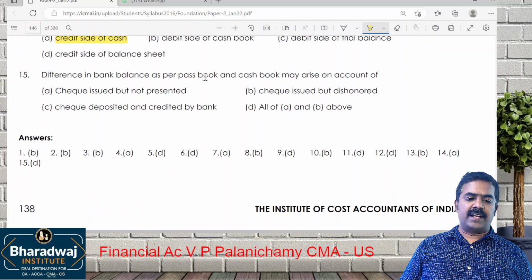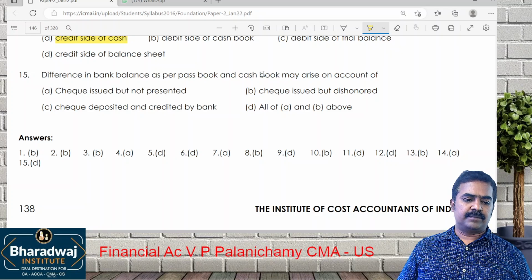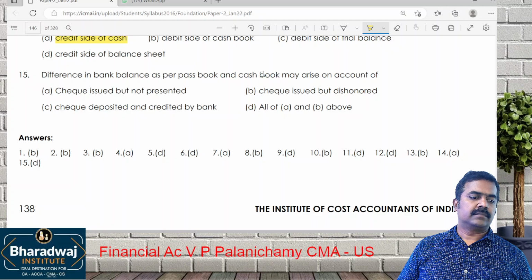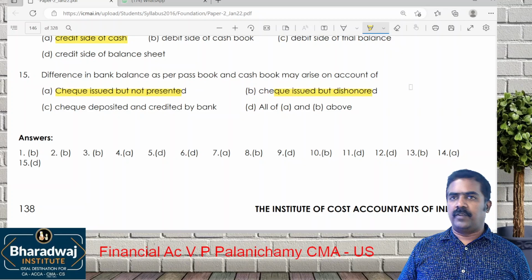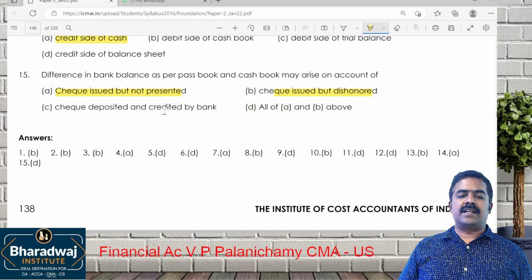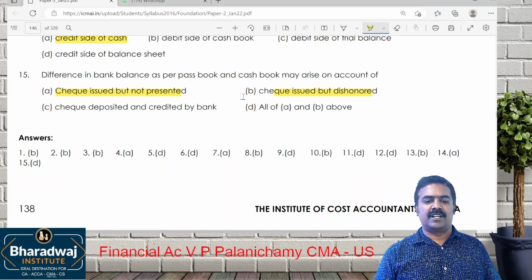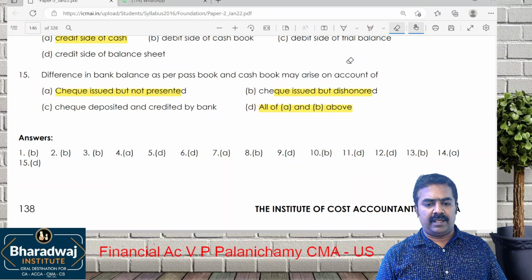Difference between balance as per passbook and balance as per cash book on account of checks issued but not presented. Okay, checks issued but dishonored also will be there. Checks deposited credit will not differ. We have also added, the banker also added, so it will not differ. So answer is A and B. Both A and B.